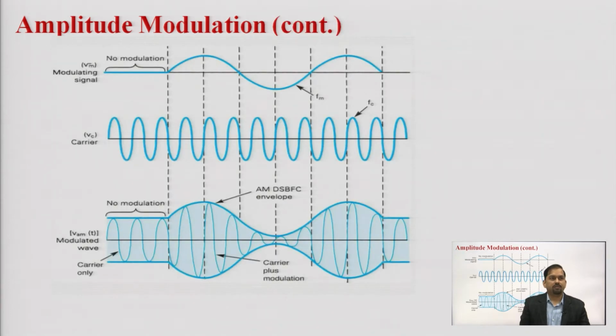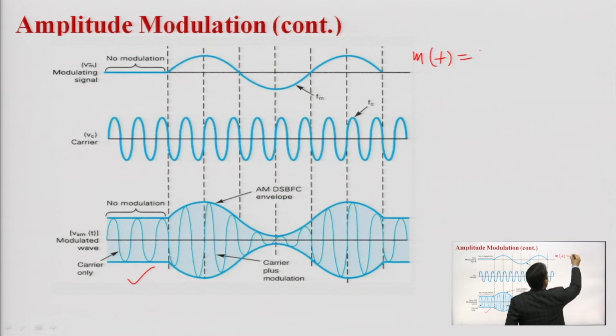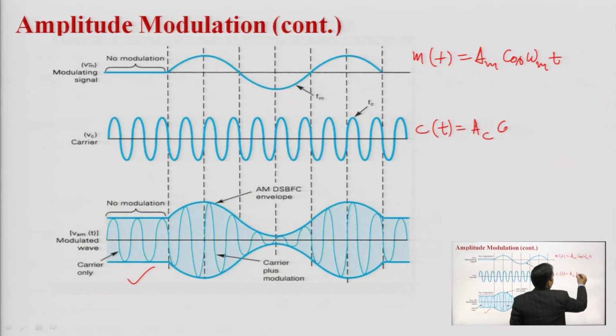So, after this, how can we achieve the waveform? This is the waveform for the amplitude modulation. Let us see, first is the message signal. Let us say this is m(t) equals Am cos omega m t. Similarly, this is the carrier signal, c(t) equals Ac cos omega c t.